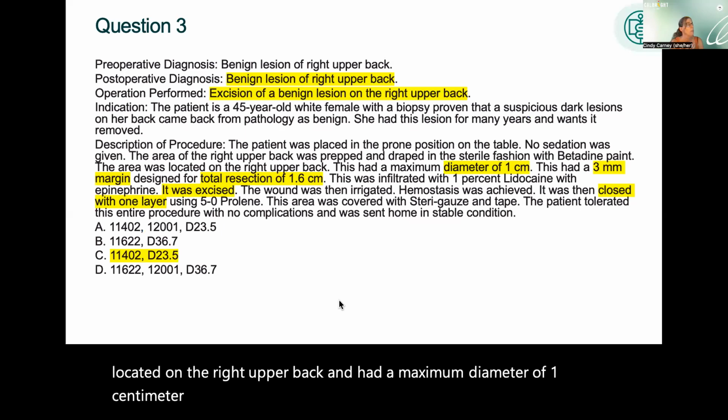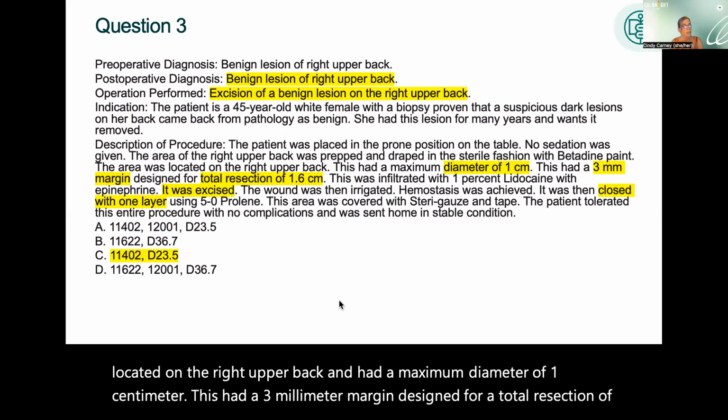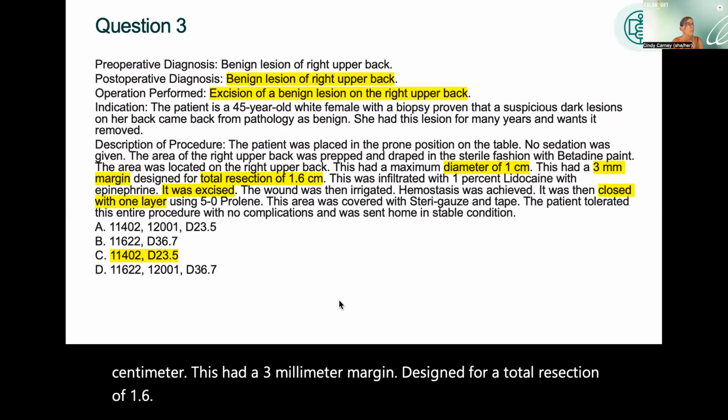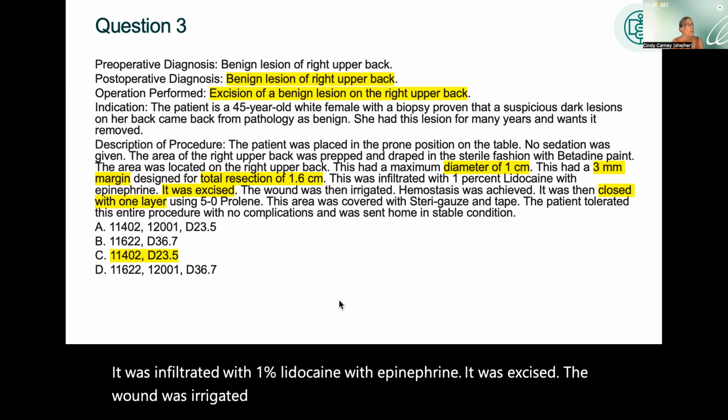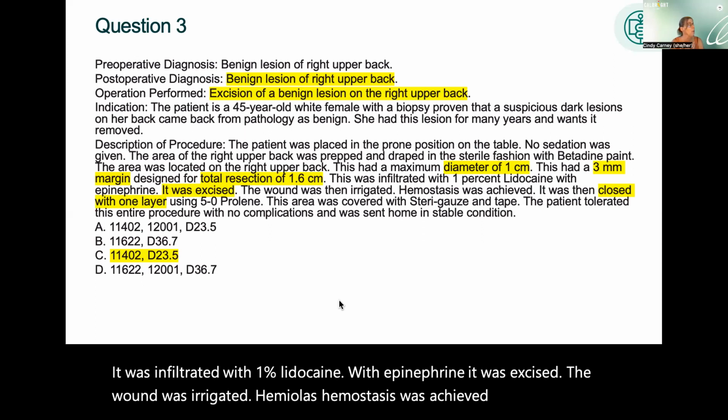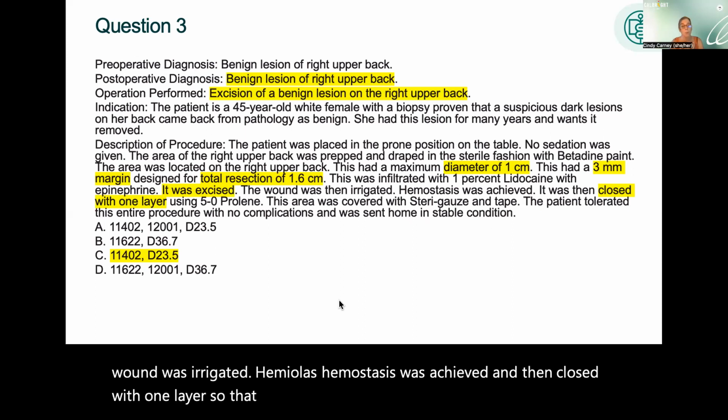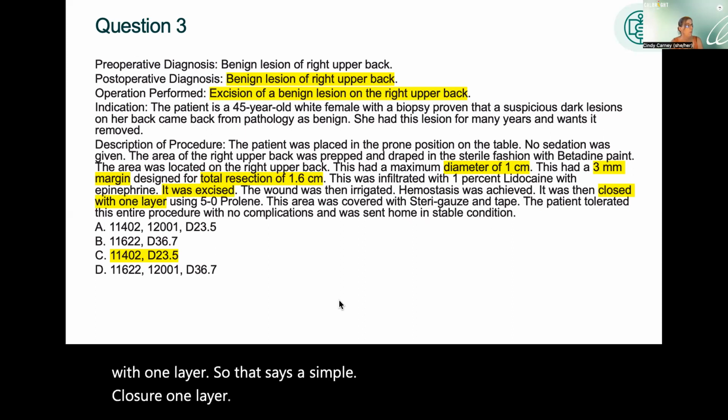This had a 3 millimeter margin designed for a total resection of 1.6. It was infiltrated with 1% lidocaine with epinephrine. It was excised. The wound was irrigated. Hemostasis was achieved and then closed with 1 layer. So that says a simple closure, 1 layer with 5-0 prolene. The area was covered. Patient tolerated well.